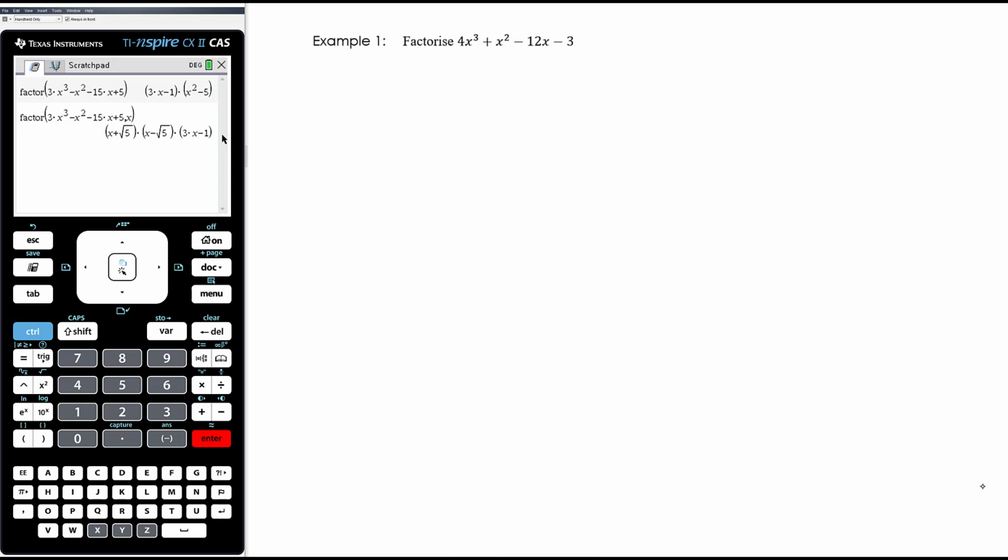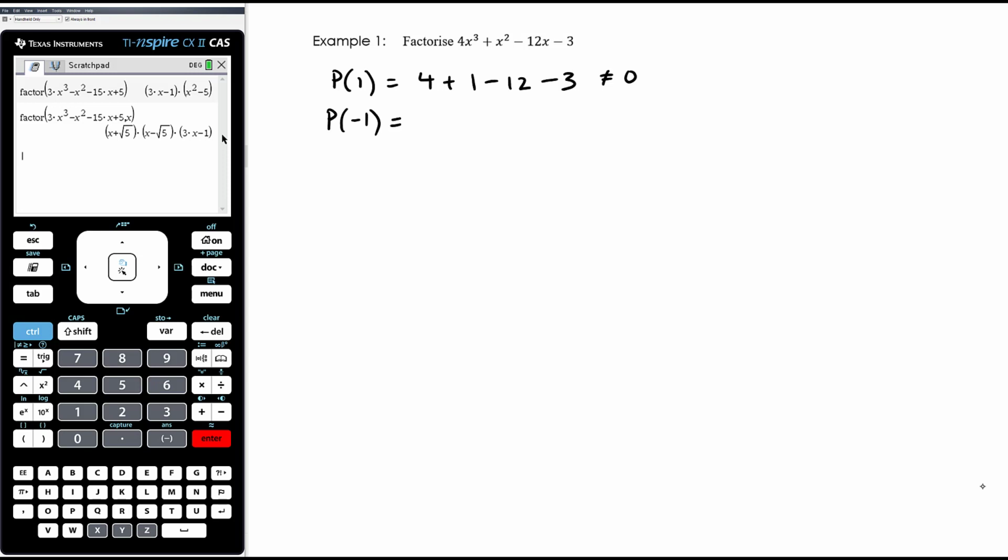Alright, so we're going to factorise 4x cubed plus x squared minus 12x minus 3. Now there's nothing in the question that suggests we're going to need rational root theorem. We certainly wouldn't jump to that straight away. So my negative 3 tells me that I'm going to test positive and negative 1, positive and negative 3. So p of 1 is going to be 4 plus 1 minus 12 minus 3, and I can see that that's not going to be 0.